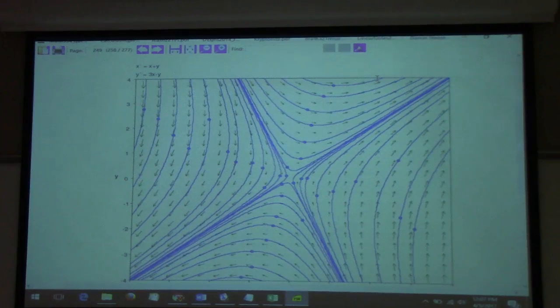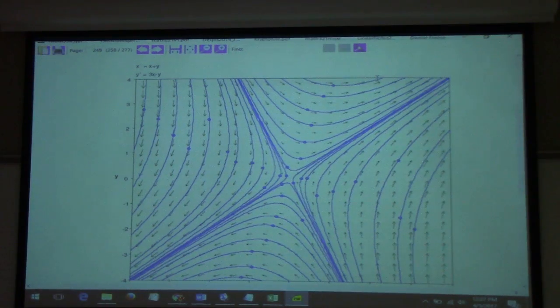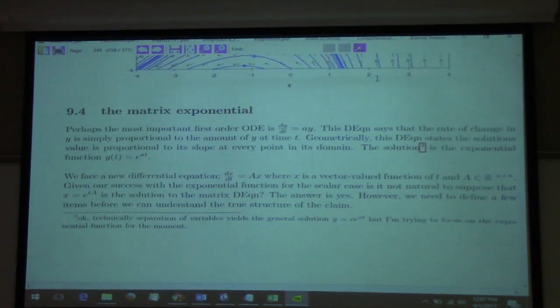These are solutions to the differential equation with matrix x plus y, 3x minus y. And these directions are the eigendirections. So this is like the y bar axis, this is the x bar axis. The solutions are kind of flowing, and those are asymptotes to all the solutions. There are so many things you can see if you start digging into the details of a specific example. All right, enough about that.